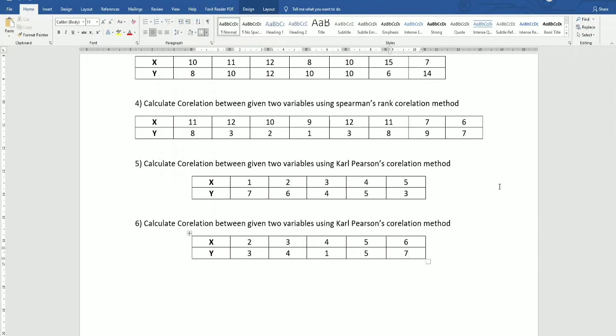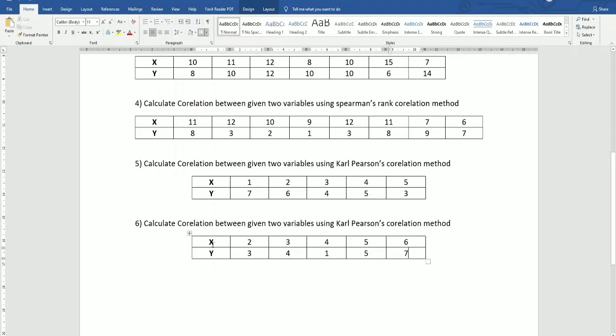Hello friends, today we will be solving the sixth problem of our chapter, correlation and regression, and again this problem also we will be solving using Karl Pearson's correlation method. So let us first take a look at the problem. Calculate correlation between two given variables using Karl Pearson's correlation method.